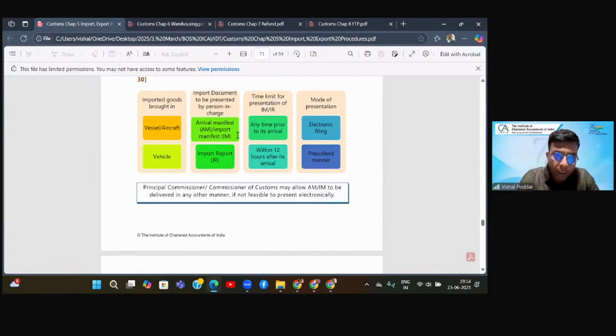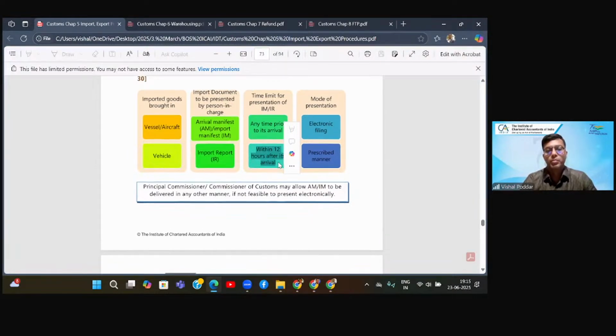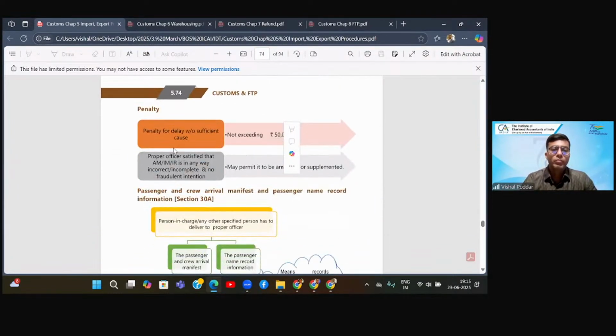Now, what you need to keep in mind and prepare for is the timelines. When you are coming by vessel or aircraft, this report has to be given before arrival, so obviously through an online mechanism, you have to file this. And when you are coming by, let us say, truck, that is by any vehicle, you can give it online if possible, that is before arrival, or generally where this is not possible, then after arrival within 12 hours, you have to submit this report. Next, the penalty for delay is 50,000.